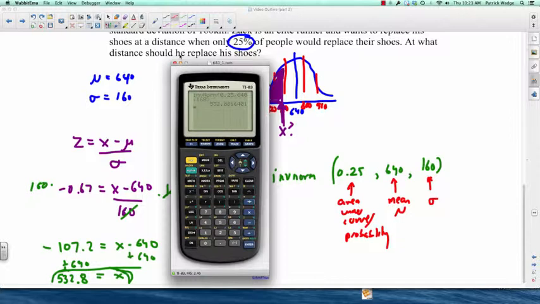Okay, there's two ways to answer all these questions. One's with the table in your book, one's with the TI-83 calculator. I really don't mind which one you use, or if you want to figure them both out, that's great too. So good luck with that.